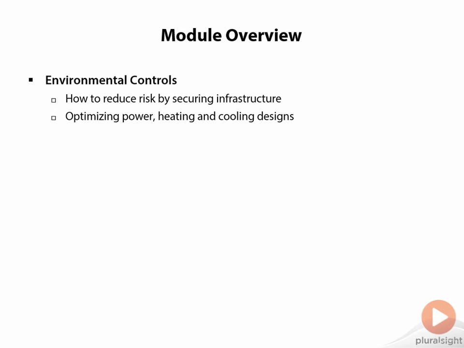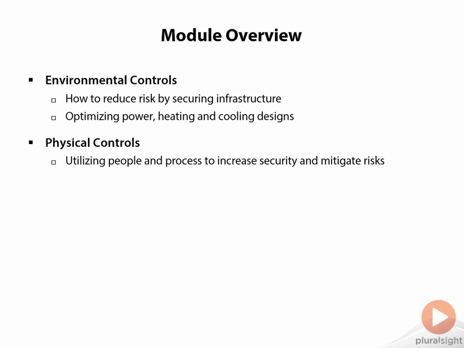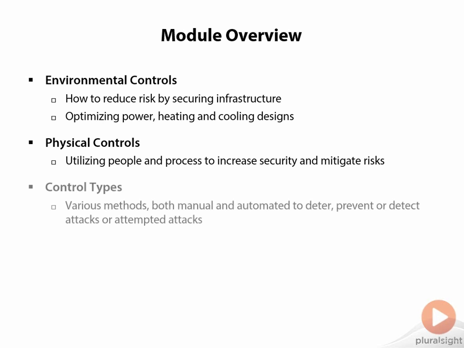Okay, so in this module, we talked about three main categories. Environmental controls, we talked about how to reduce risk by securing our infrastructure, optimizing power, heating, and our cooling designs. Remember the hot aisles, cold aisles, HVAC systems, and so forth. We talked about our physical controls, which is utilizing people and process to increase security and mitigate risks, whether it be locks, guards, fencing, things along these lines. And then we talked about the various control types or the various methods, both manual and automated, to deter, prevent, detect, and so forth, right? Whether they be attacks or attempted attacks.